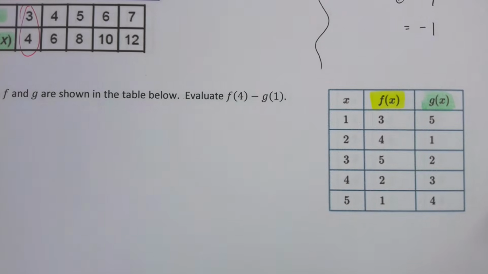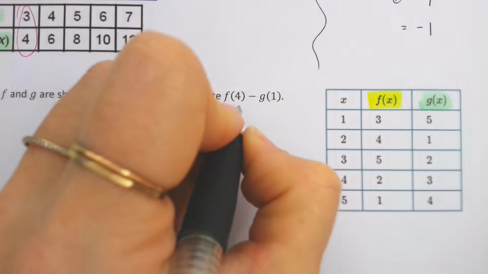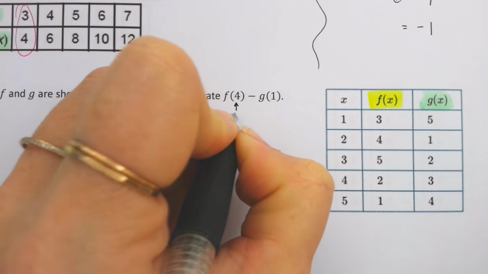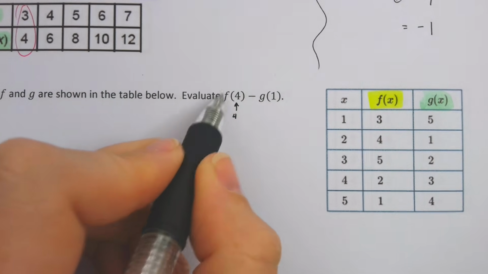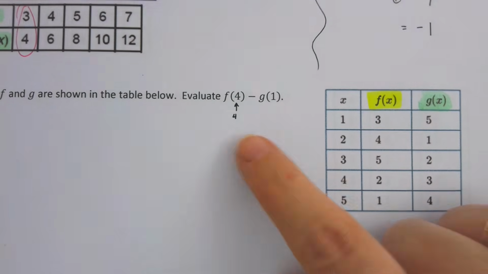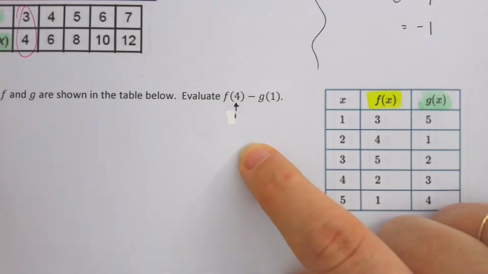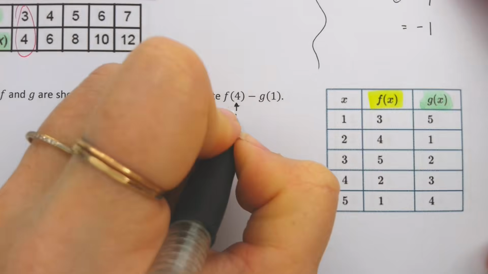F of 4 is 2, and g of 1. All right, if we look at it, for f of 4, remember we're looking for an x value of 4, and what is the corresponding f? So that would be this one right here. If I plug in 4 for x, why did I write 4 again? I should have written x. That's the x value. Come on, brain, you have one job.